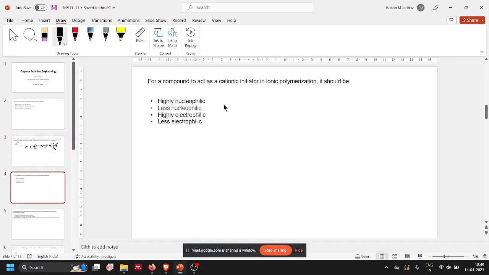Moving on. For a compound to act as a cationic initiator in ionic polymerization, it should be, here are the four options: highly nucleophilic, less nucleophilic, electrophilic, or highly electrophilic or less electrophilic. In cationic initiation, a highly nucleophilic compound will limit the utility of most of the strong acids as cationic initiators. High nucleophilicity will limit the initiation power of strong acids. So in that case, it should be less nucleophilic.